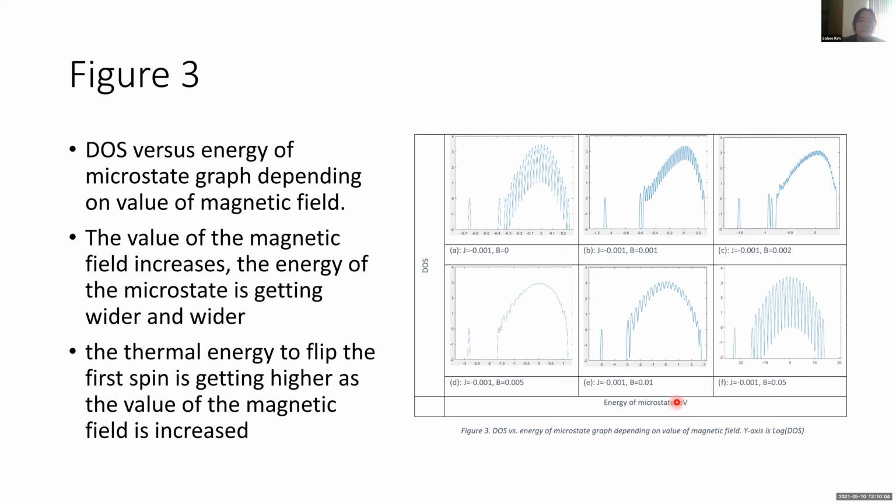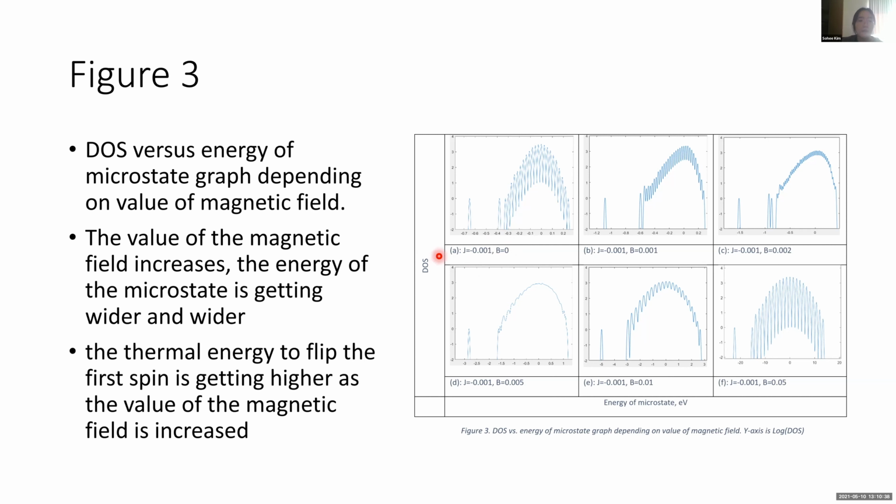Figure 3 shows the density of states versus energy of microstates graph depending on the value of the magnetic field. A shows that the magnetic field is 0, and F shows that the magnetic field is 0.05, and in all of them the spin coupling constant is the same.